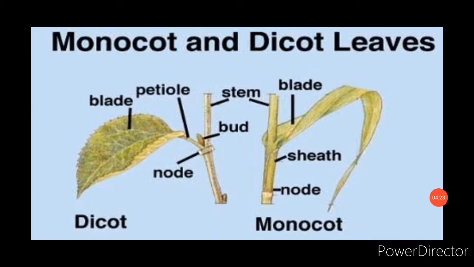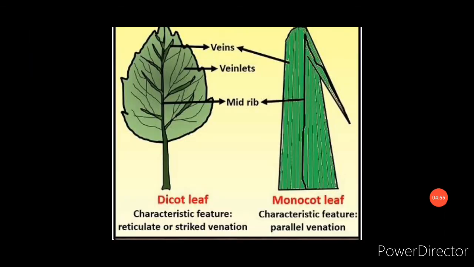Look into the picture, children. This is about the dicot leaf and monocot leaf. Now you can see the difference in the structure of the leaf. We said that the dicot is dorsiventral and the monocot is isobilateral. So this is the difference. This is how the leaf structure of the dicot and the monocot looks. Now with this picture you can understand it much better.